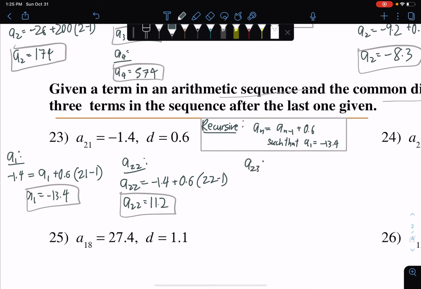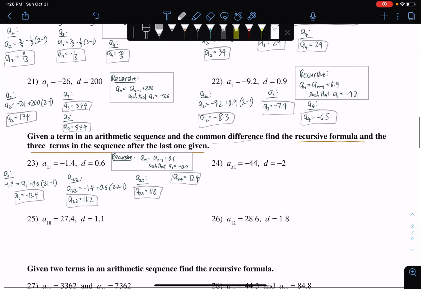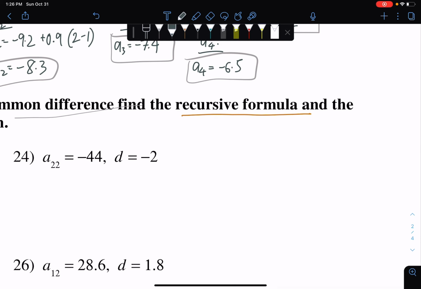Our a sub 23, basically we just add 0.6 to 11.2, and 11.2 plus 0.6 is 11.8. And our a sub 24, 11.8 plus another 0.6, we get 12.4. Alright, we found the three terms after a sub 21. Let's go to number 24.